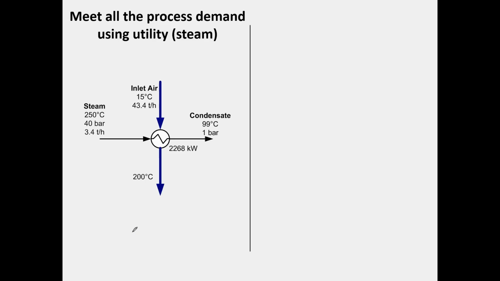So we're going to look at that particular stream and look at some options that we could supply that heat. So the first thing that we could do is we could just meet all of that demand by using utility, in this particular case steam. So we could heat that whole air stream just using steam. And if we were using 40 bar steam and we took that back to 99 degrees at 1 bar condensate, then we would need 3.4 tons per hour of steam in order to supply that amount of heat, the 2.2, 2.3 megawatts. So that's one option.